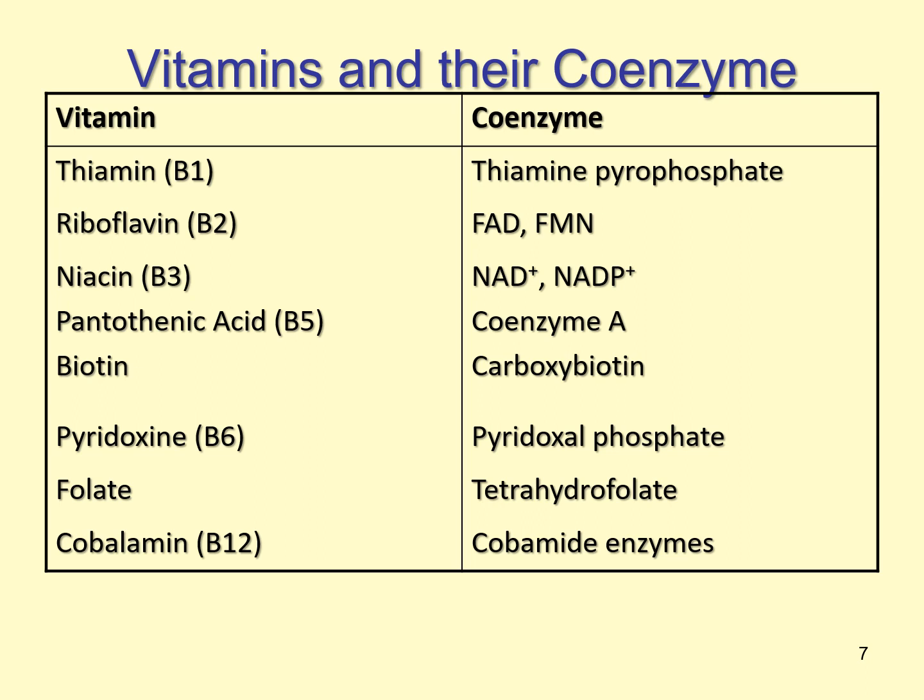For example, vitamin B1 or thiamine has thiamine pyrophosphate as a coenzyme, and riboflavin or B2 has FAD and FMN as coenzymes, and biotin has carboxybiotin, and vitamin B12 or cobalamin has cobamide enzymes as coenzymes. So each vitamin has its own coenzyme, but vitamin C does not have any coenzyme because it can perform its function as it is.